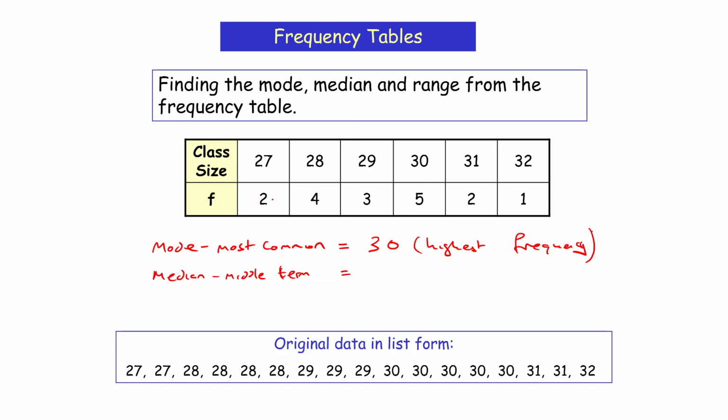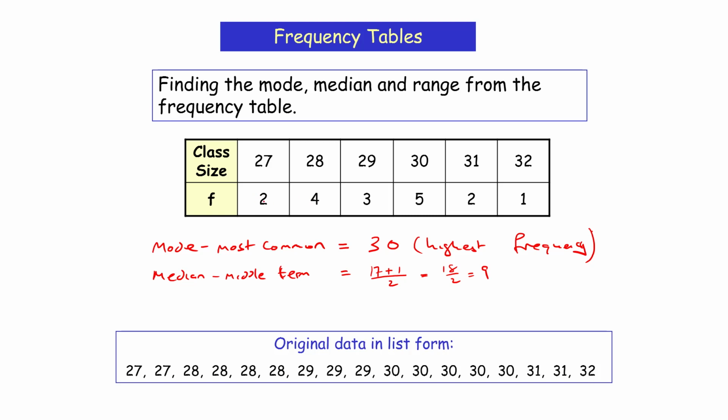Now, if I look at how many class sizes I've got, when I add my frequency, I've got 17. So what I do is I do 17, because it's an odd number, I add 1 and divide by 2. So that gives me 18 divided by 2, which is 9. Now, I have to count where does 9 come in when I add them all.